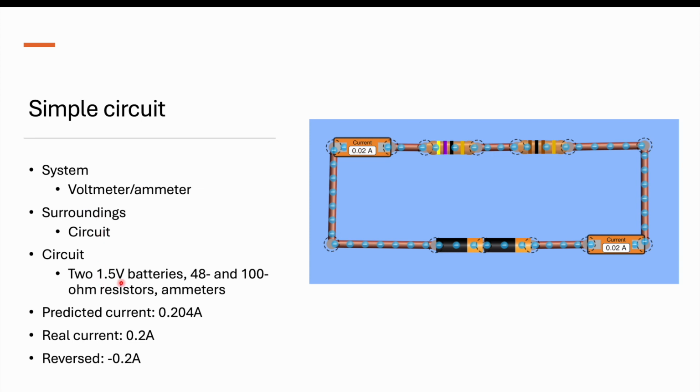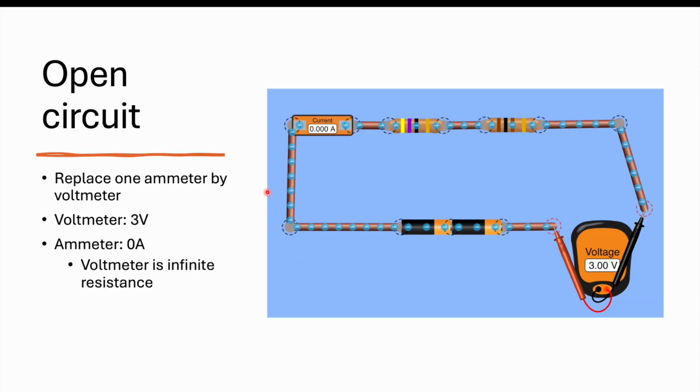So the circuit is simple. It's two 1.5 volt batteries, a 48 and a 100 ohm resistor, and two ammeters. The predicted current was 0.204 amps. The real one was 0.02. There was a mistake writing here, and the reversed reading is minus 0.2 amps. And so we can see that it's very similar, and that the only thing changing really is the significant figures. It cannot go that far in significant figures.